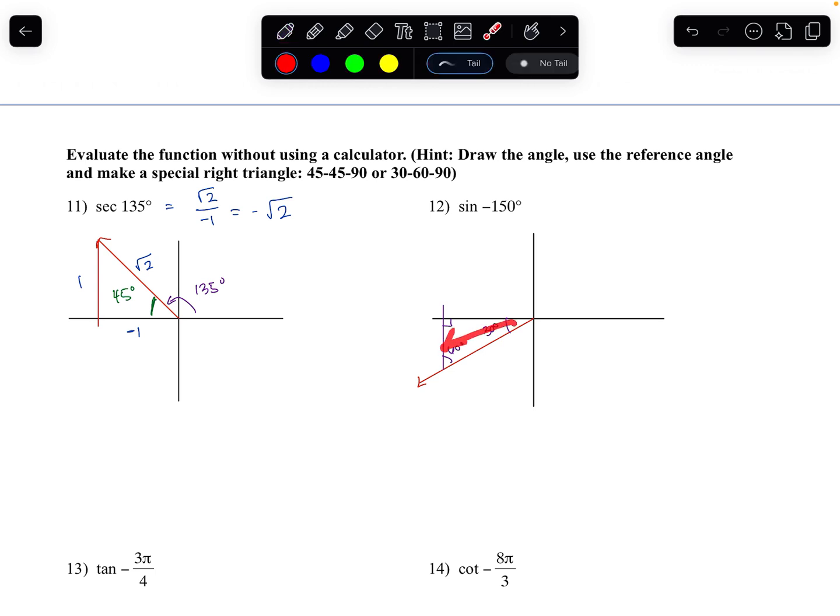Opposite to the 30 degrees has to be the smallest side, 1. The hypotenuse of a 30, 60, 90 triangle is always double the shortest side, so 1 to 2. And the adjacent leg, if you can't remember how to find that, you can use the Pythagorean theorem, but it's going to be √3. And because we are in the third quadrant, both x and y are going to be negative. And we want sine. Sine is going to be opposite over hypotenuse. So it's going to be equal to -1 over 2.